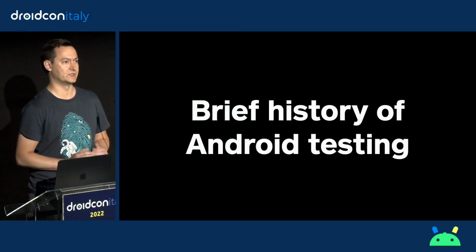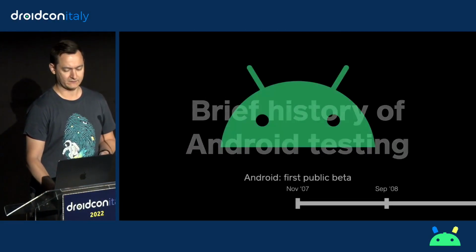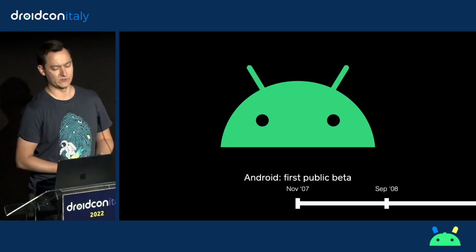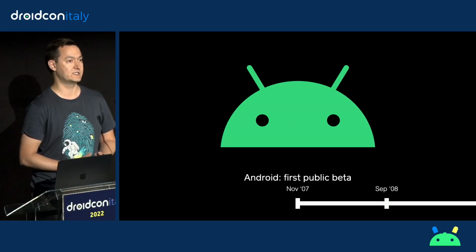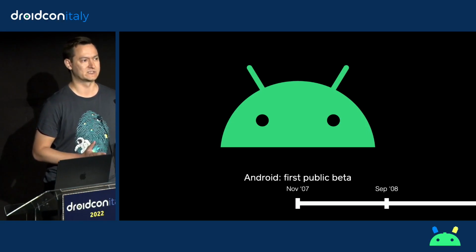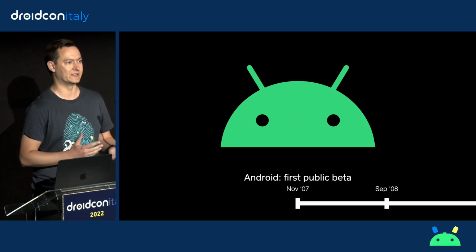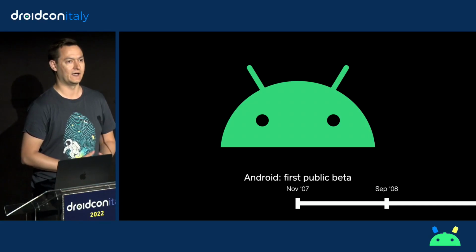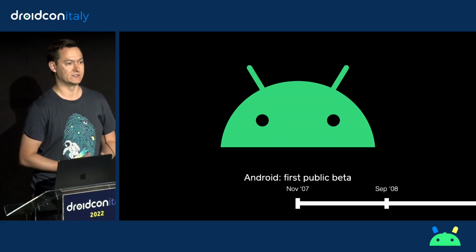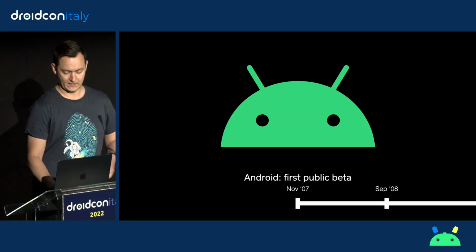So, a brief history of Android testing. Let's look way back into history. November 2007, that was the beginning of Android, I guess. I don't know, maybe some of you read Chet Haase's book called Androids. I really enjoyed it, a lot of interesting behind-the-scenes of what was going on with Android. One of the larger milestones is the first public beta, which happened in 2007. This is basically where it all started.